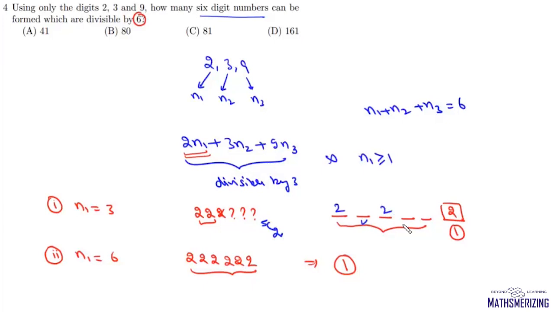Now in the remaining 3 places, we have 2 choices each. Either we can put 3 or we can put 9. So here we have 2 choices, here also 2 choices, and here also 2 choices. So it'll be simply 2 cube. So for n1 equals 3, there'll be 80 such numbers, and for n1 equals 6, there'll be only one such number. So the total number of such numbers which can be formed with 2, 3 and 9 and which are divisible by 6 will be 81, and that's your option C.